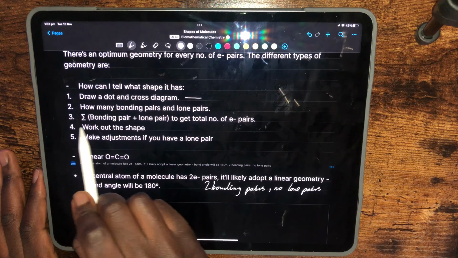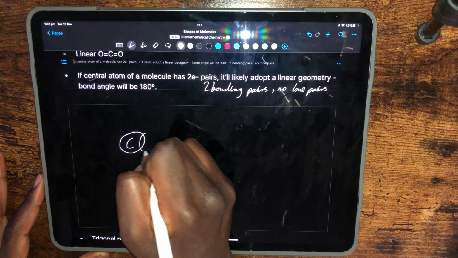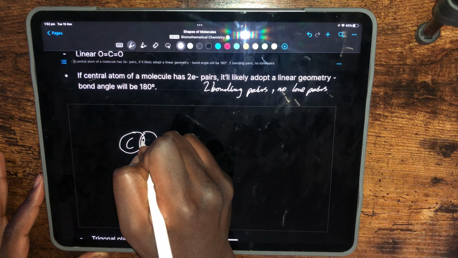But just understanding this 1, 2, 4, and 5 are the main points. So, I'd like you to do the dot and cross diagram of carbon dioxide. You should already know this one.